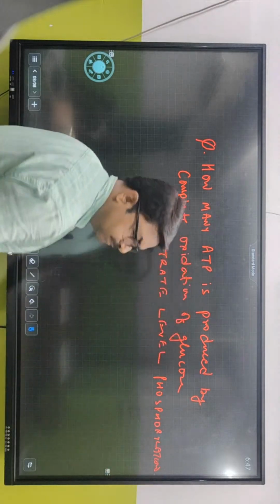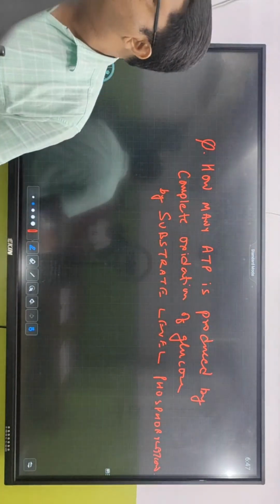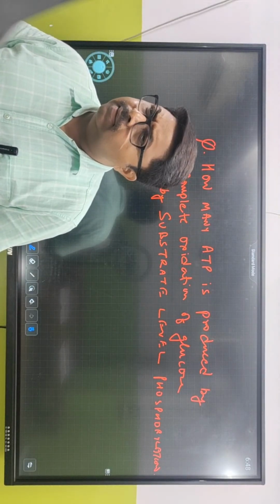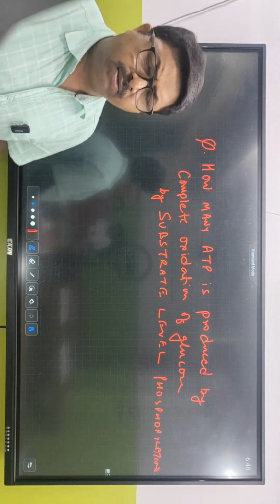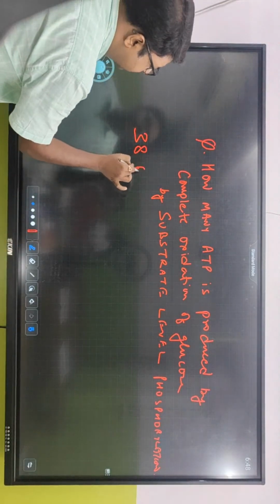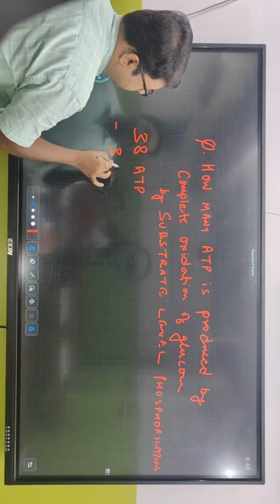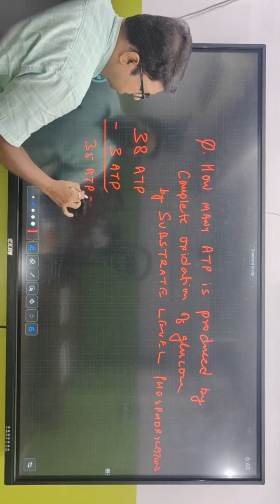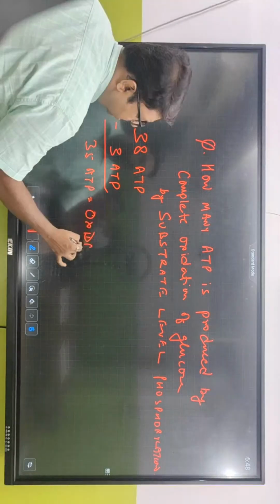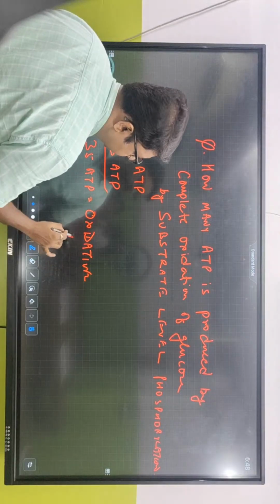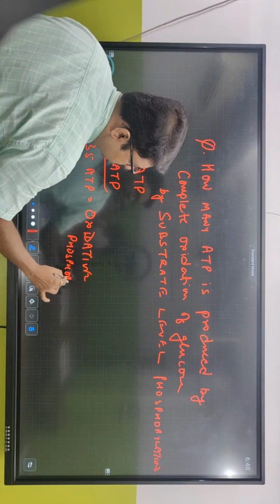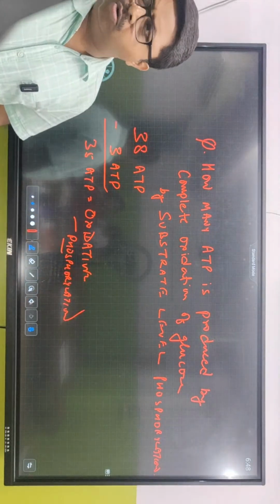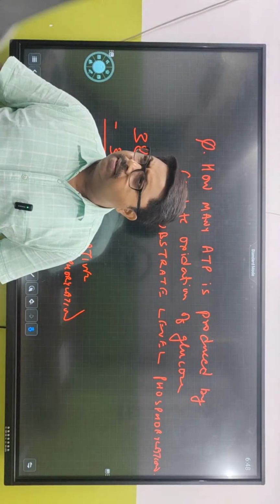Come on. Sir, 3. Out of total 38 ATP, 3 ATP. Okay. Out of total 38 ATP, Rhythm is saying 3 ATP. Then the remaining 35 ATP is by what? Oxidative phosphorylation, right? It will go to the ETS and be produced. Is it like that? Should I lock the answer?